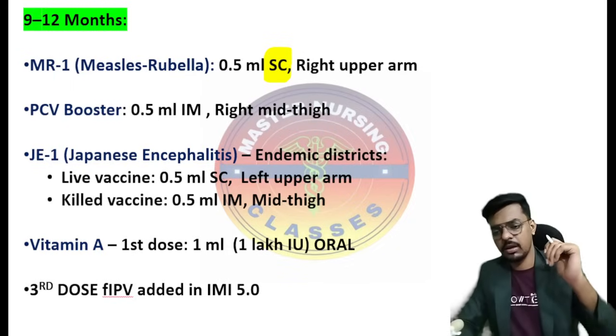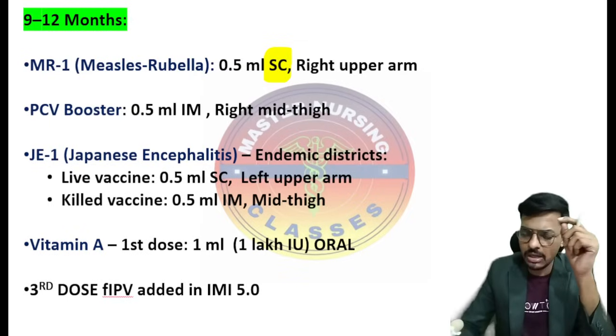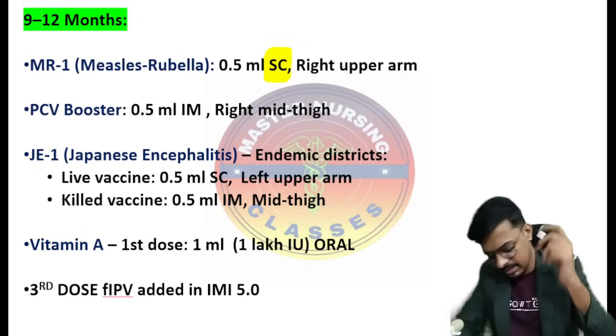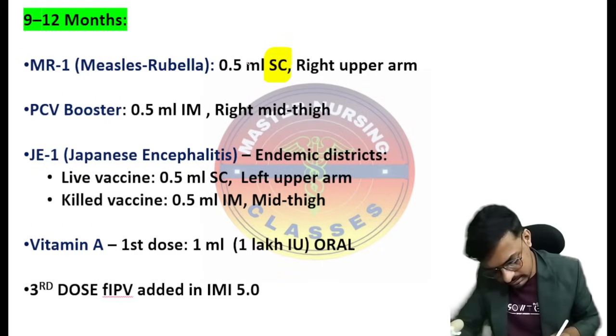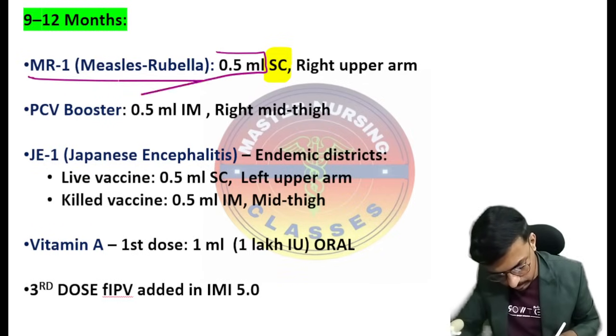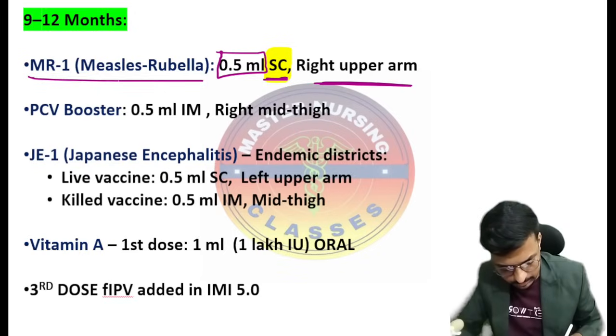The first vaccine in the immunization schedule given by the subcutaneous route was the MR vaccine, the measles and rubella vaccine. Measles rubella vaccine is 0.5 ml. We will give this one by the subcutaneous route, at the right upper arm.